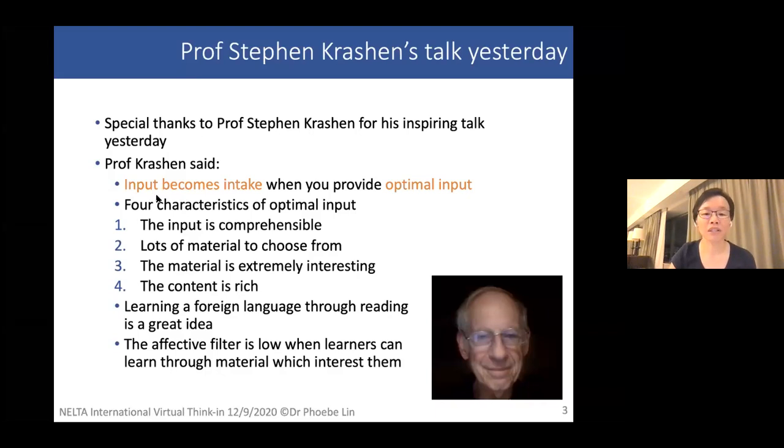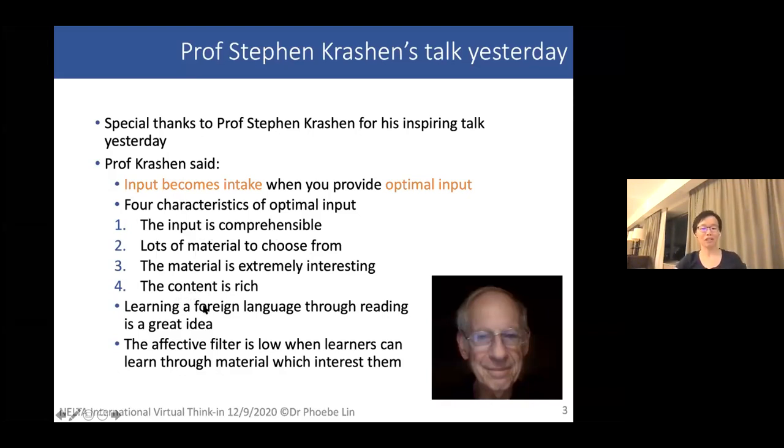there are 4 characteristics of optimal input. First, the input must be comprehensible. Second, there must be lots of input to choose from, many materials for people to choose from. Third, the material is extremely interesting. And fourth, the content must be rich.